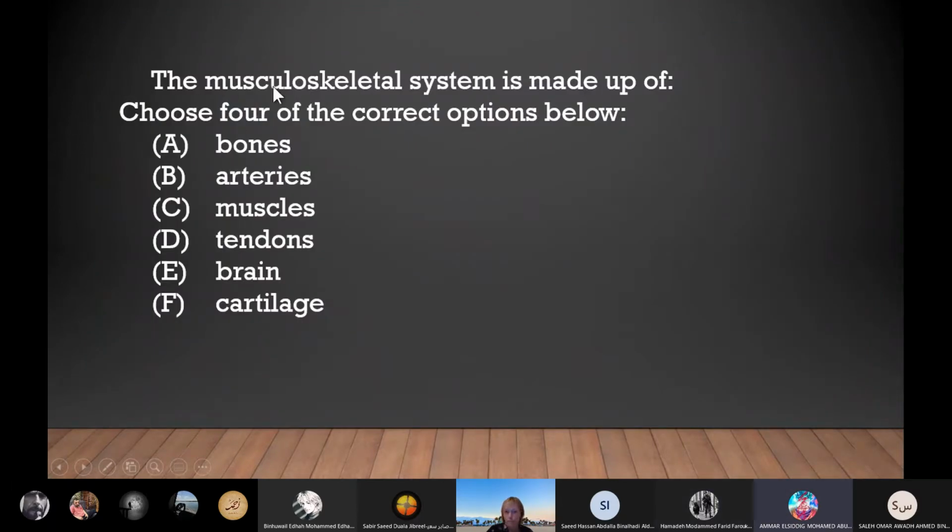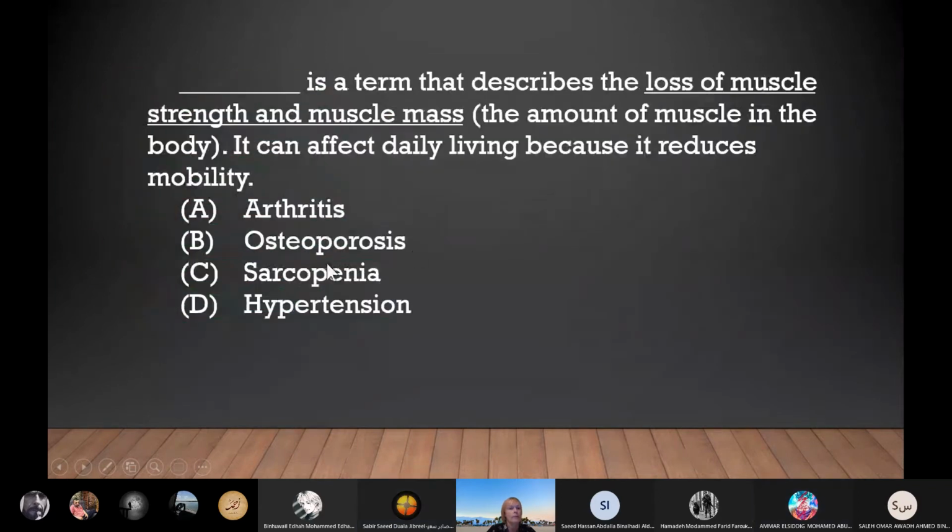Okay, and what did we say then? What do we say that is the musculoskeletal system then? What makes up the musculoskeletal system? Muscles and bones. Bones, muscles, tendons, and cartilage. That's right. So those four things, that's right. Okay, and then this term describes the loss of muscle strength and muscle mass. Sarcopenia. That's right. Sarcopenia.